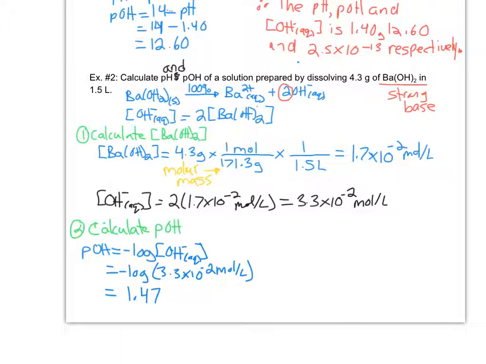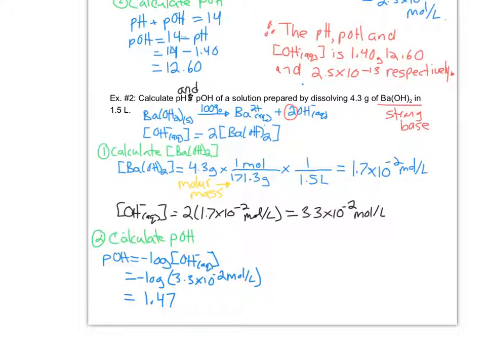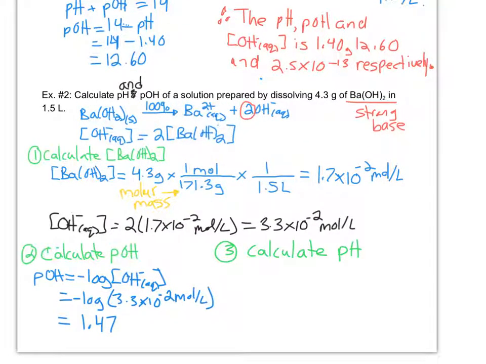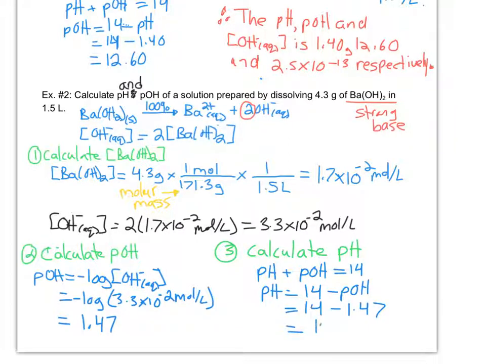Then our last step is we're going to calculate pH. That's easy enough because we know that pH plus pOH is going to equal 14. So we just need to rearrange. pH is going to be 14, subtract pOH. 14 subtract 1.47, you get a pH of 12.53, and you could finish this off with a therefore, but I don't have the space, so I'm not going to squeeze it in.